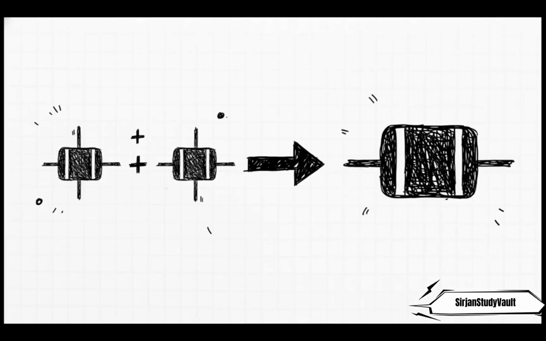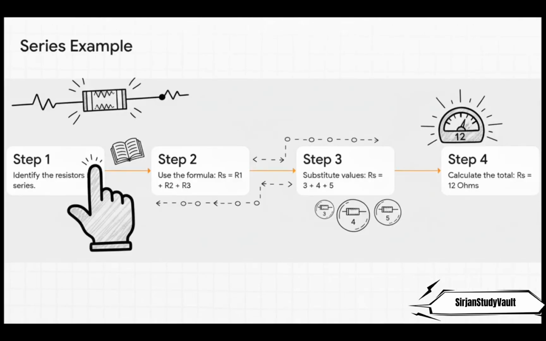And here's the best part about series circuits. The math, it's about as easy as it gets. To find the total equivalent resistance, you literally just add up all the individual resistances. R1 plus R2 plus R3. That's it. Let's see how that works. Imagine we have three resistors hooked up in series: a 3 ohm, a 4 ohm, and a 5 ohm. We just plug those numbers into our formula. Rs equals 3 plus 4 plus 5, which gives us a grand total of 12 ohms.